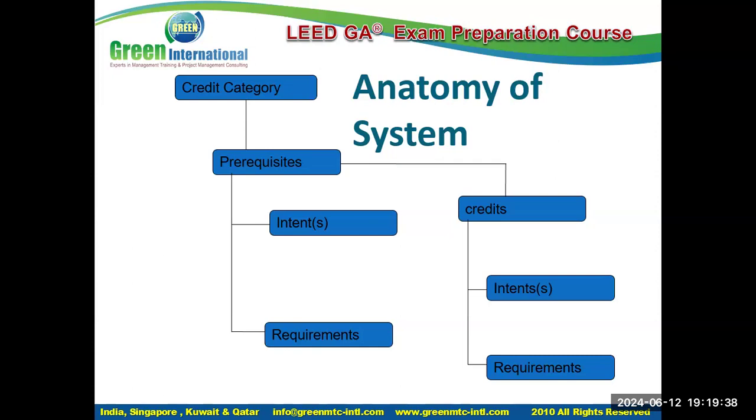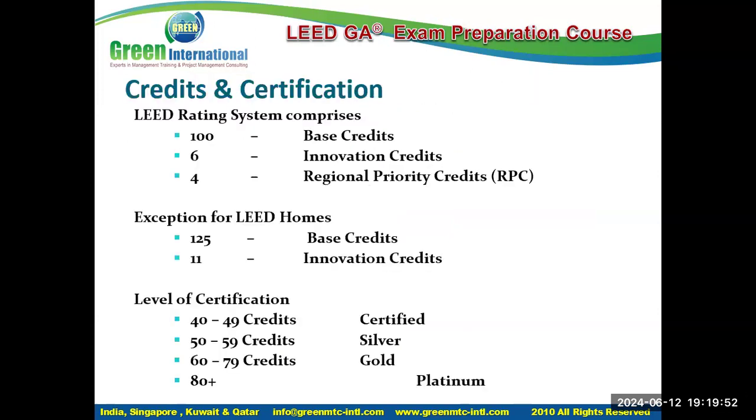So then, I have the minimum program eligibility. Then we go for the anatomy of the system. We should cover each category. There are 7 categories we saw, and we will see that also. Prerequisite and credit, the LEED rating system.